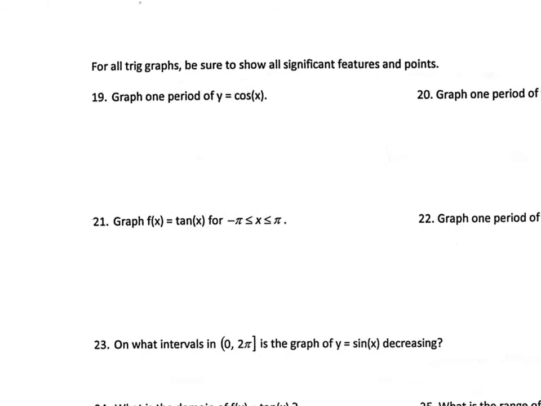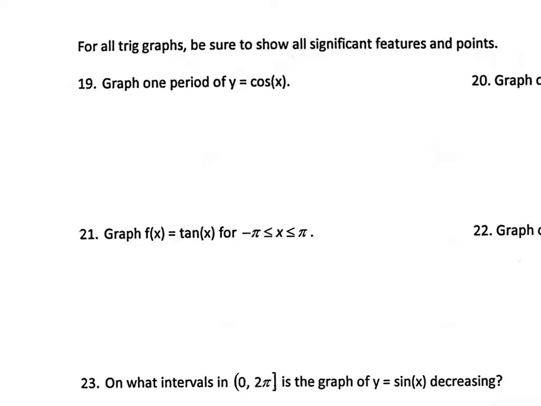Let's move on to the back page, and I'm going to do the graphing part with you and some of the problems on the bottom. So let's look at number 19. If I need to draw 1 period of the cosine x. So 1 period is from 0 to 2 pi. So that's going to be 0.